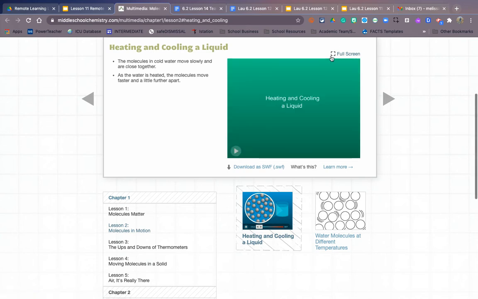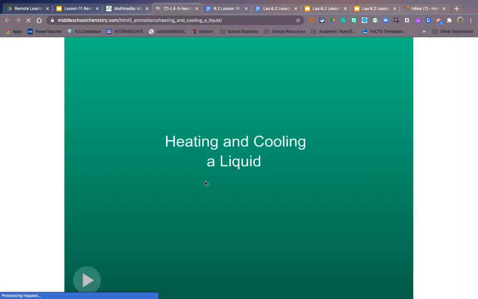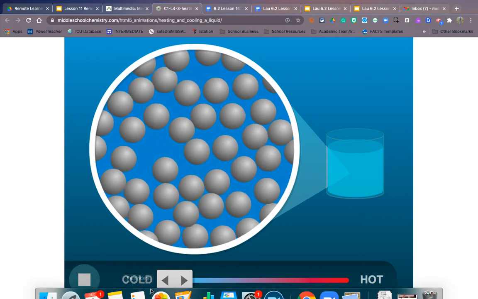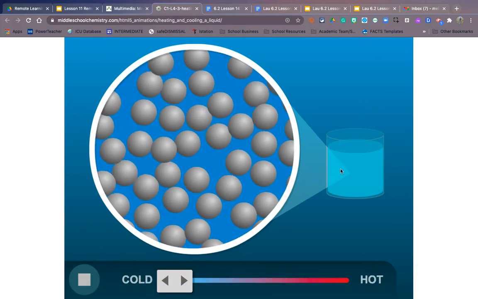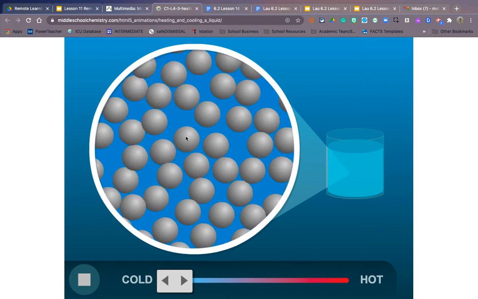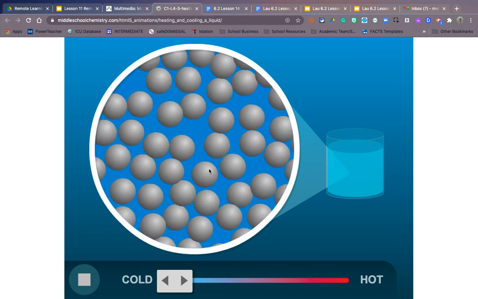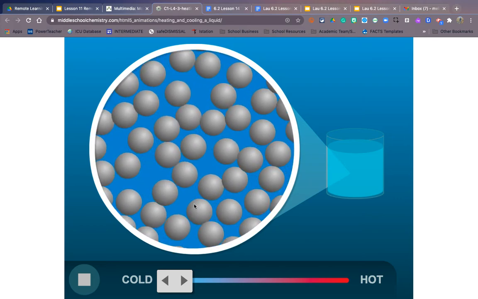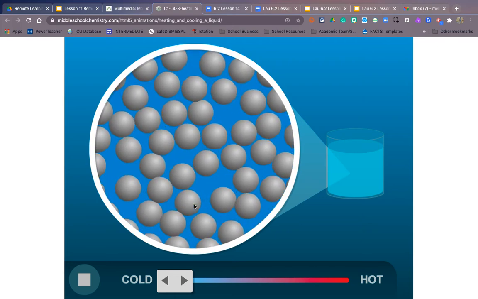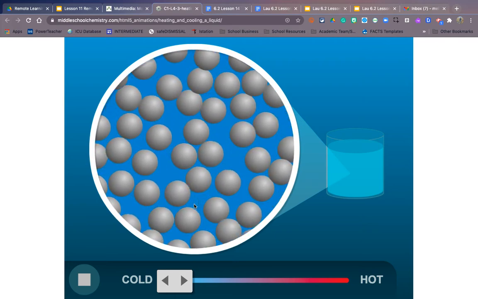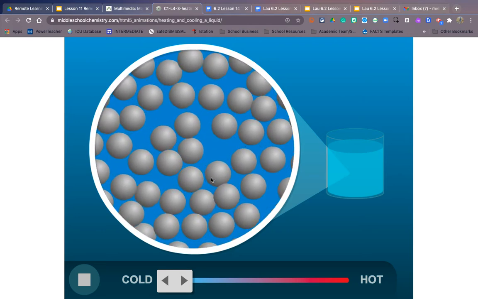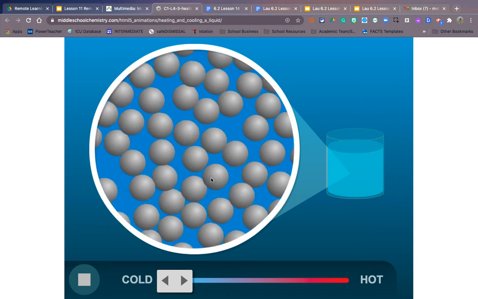So here is our particle simulation. And so we're going to keep the simulation on cold. So right now, these are particles. This is a glass of water here. Zoomed in, these are the individual particles of water. Those gray spots are individual particles of water. And so this would be the particle motion and arrangement for cold. So take a moment to record any notices and wonders you might have about the particles of cold water.